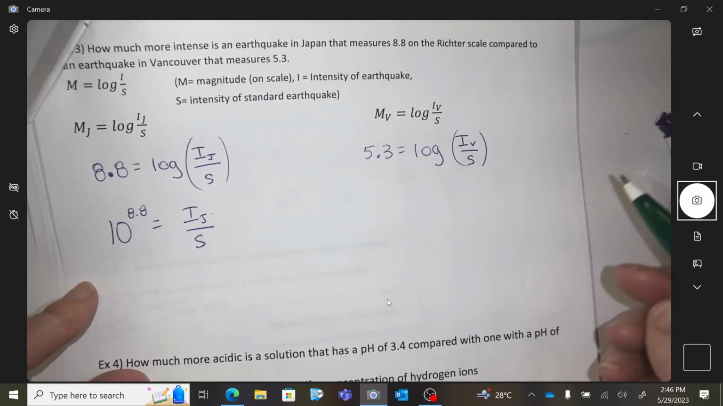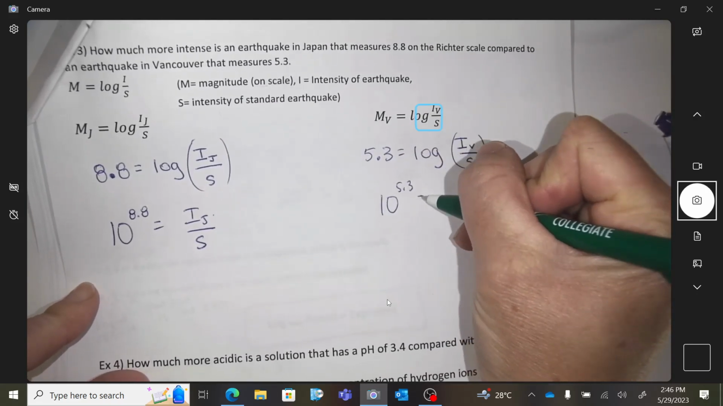Same thing on the other side. 10 to the 5.3 equals result.